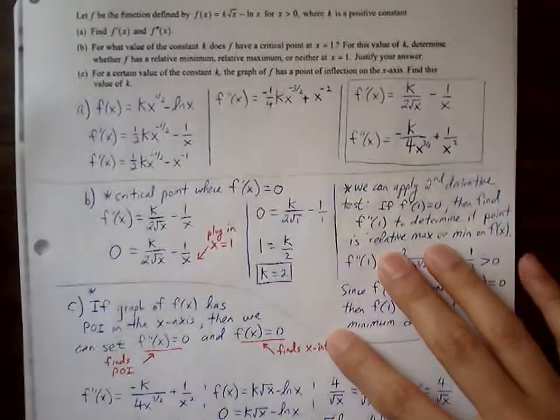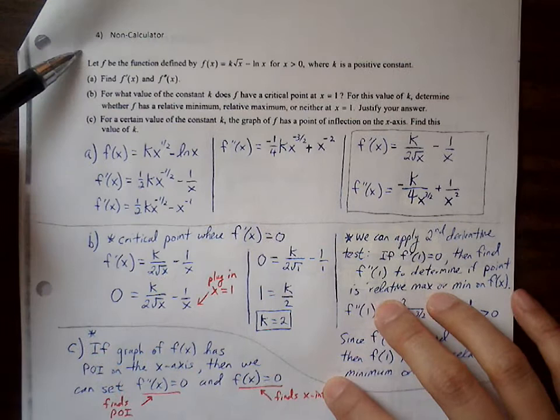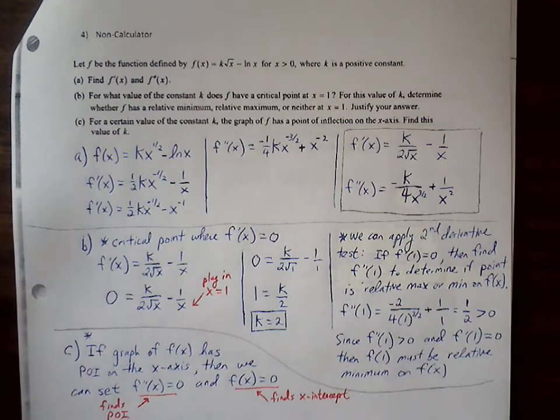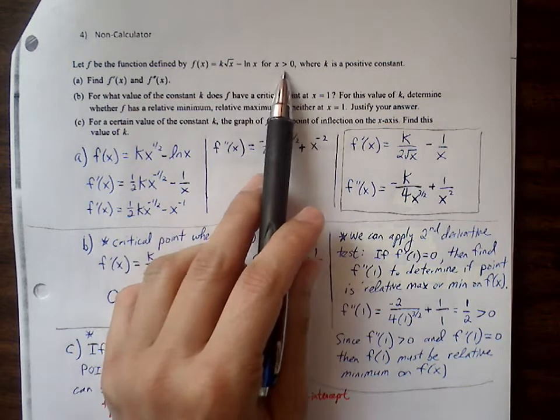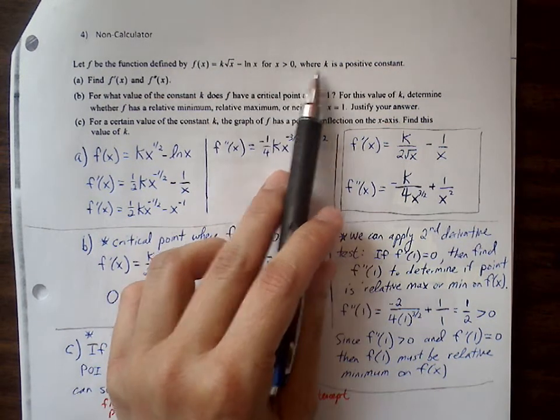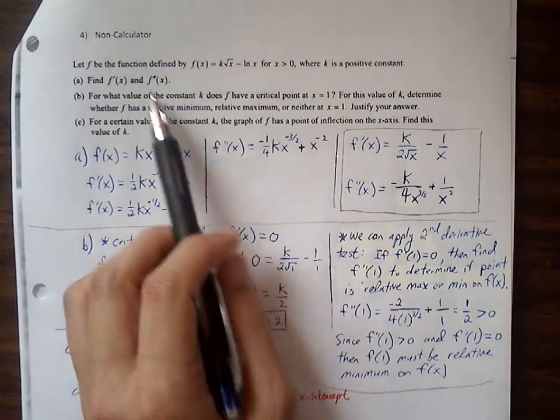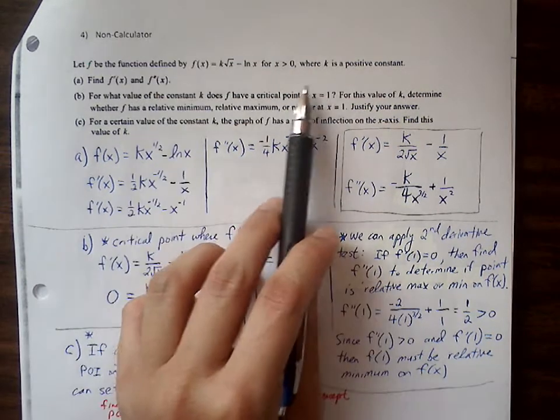This is number 4 on curve sketching, non-calculator. Let f be the function defined by k square root of x minus natural log of x. Again, domain is to the right of 0. K is a positive constant. Find f prime and f double prime.